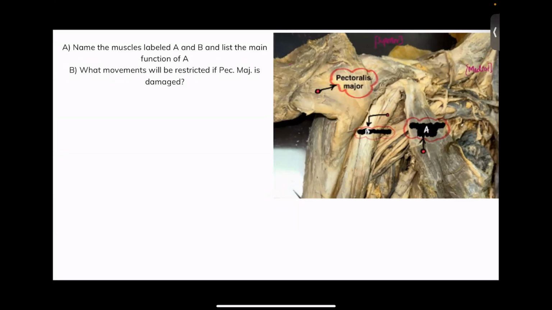Okay. Now what movements will be restricted if pec major is damaged? If pec major is damaged, you won't be able to do adduction. We've talked about this earlier. So you won't be able to move your arm closer to your body, and also the medial rotation of the humerus. So you won't be able to do adduction and medial rotation of the humerus. So yeah, that's it for this question.